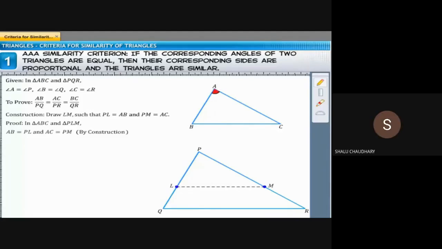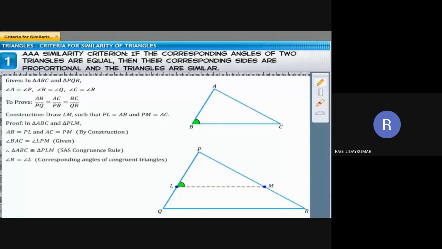and PM equal to AC. Then draw the line LM. Now, if you observe triangles ABC and PLM, what are we going to get? Angle BAC is equal to angle LPM, the angles are equal, it is given. So the two triangles are congruent by SAS congruency.